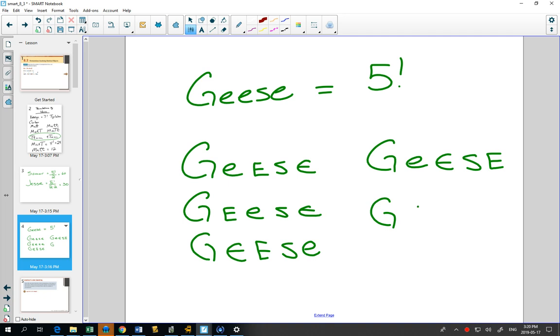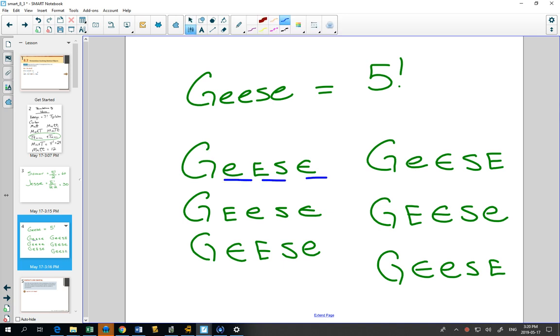Capital E, mathy, little e. Are there any more? Yes, what's the next one? Mathy, little e, capital E.